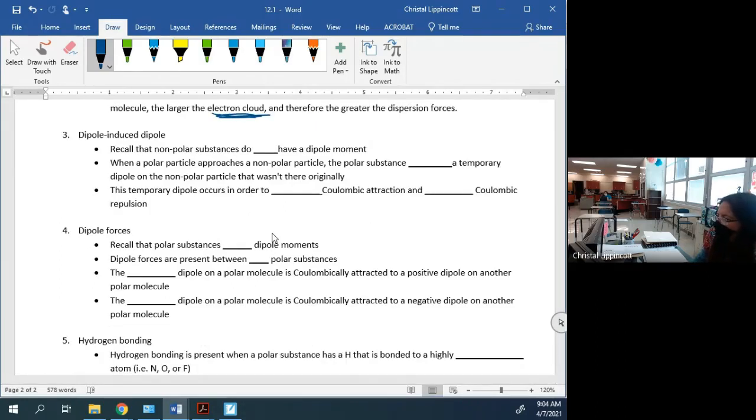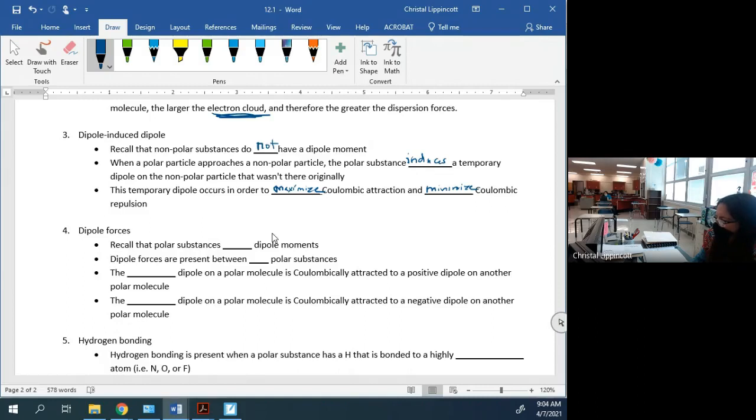All right, nonpolar substances do not have a dipole moment. When a polar particle approaches a nonpolar particle, the polar substance induces a temporary dipole that wasn't there originally. This temporary dipole occurs in order to maximize Coulombic attraction and minimize the repulsion.